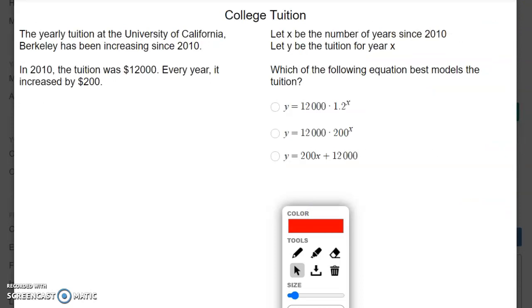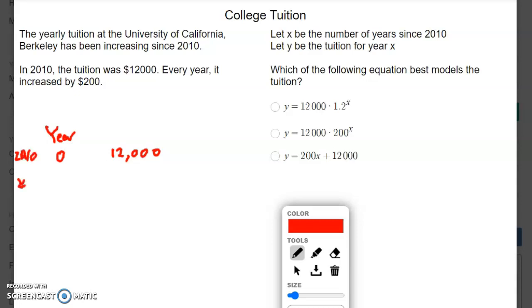And then the yearly tuition at University of California, Berkeley has been increasing since 2010. In 2010, the tuition was $12,000. Every year it increased by 200. Let X be the years since 2010. Let Y be the tuition for year X. Which of the following equations best models the tuition? Think about this. That means in year 0, the tuition was 12,000, or when year 0 really is talking about 2010.